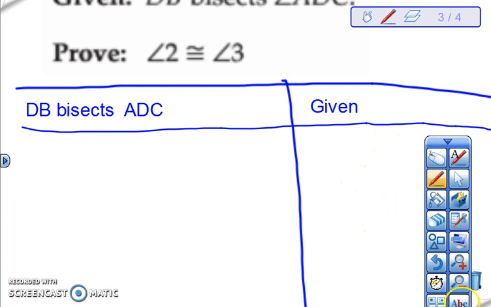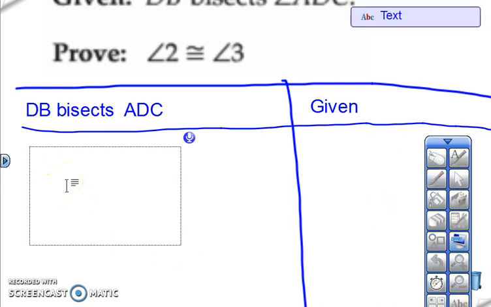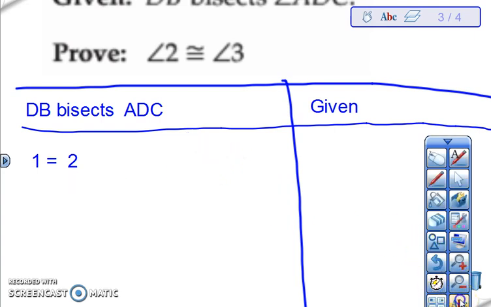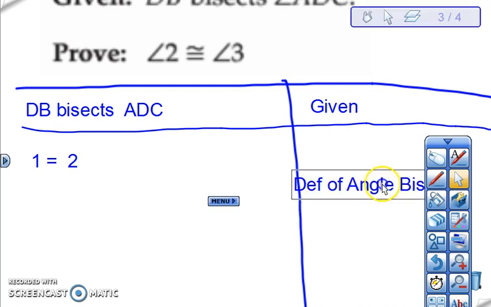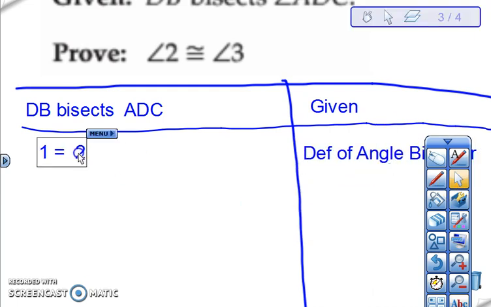All right, from this, we know that bisect means it splits it exactly in the middle. So that tells us that angle 1 has to equal, or is congruent to, angle 2. That is the definition of angle bisector. Put this right here, put this right here, and I'll go back and add in the symbols later.